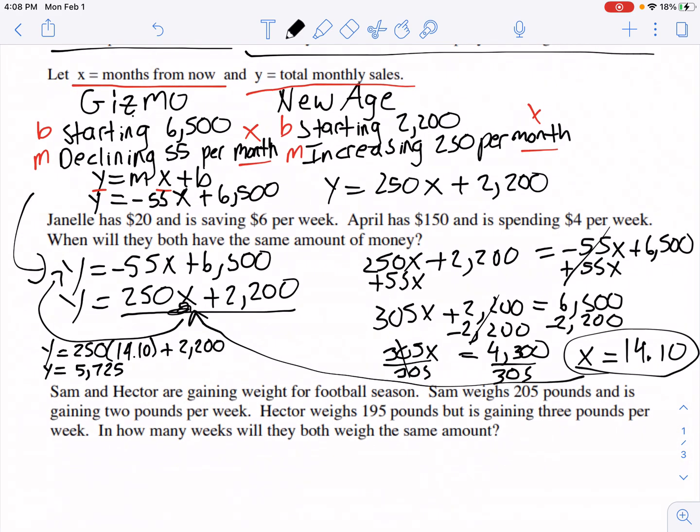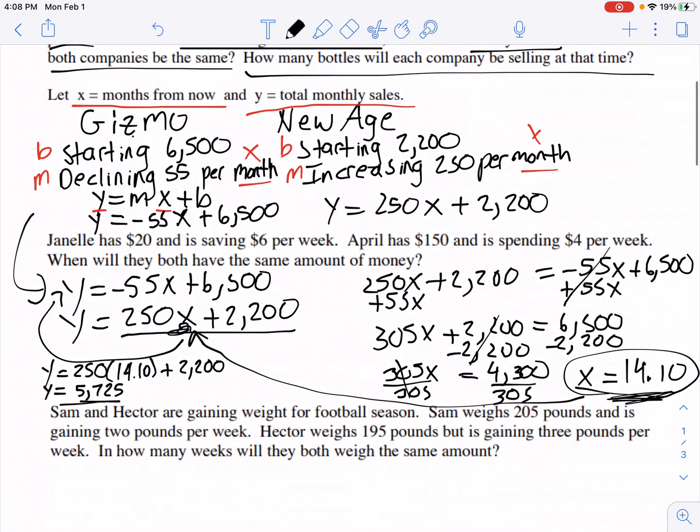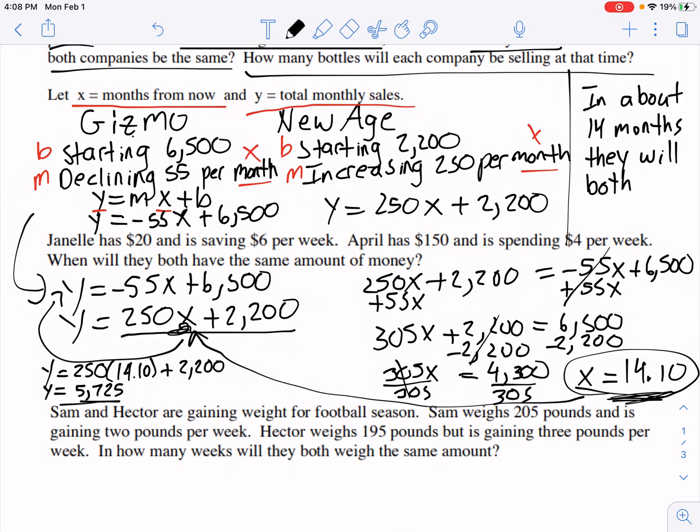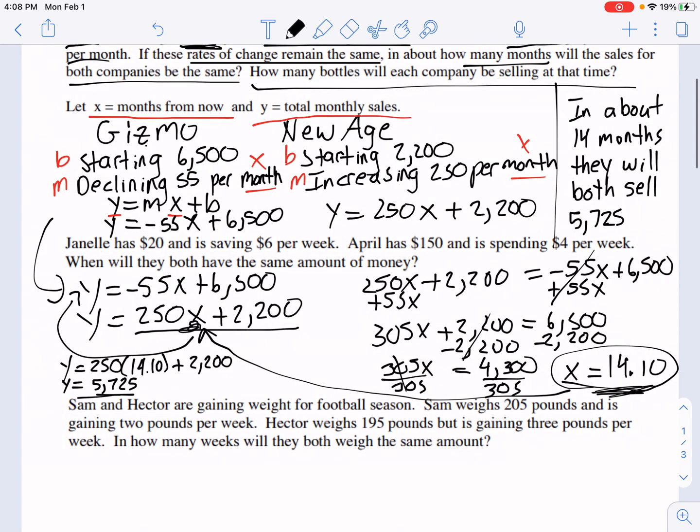Okay, so when you do that, you get y is about 5,725. Okay, so the way we would interpret this is in about 14 months, they would both sell 5,725 bottles. Okay, so that would be our answer of what we would want to put down. In about, I'm going to put it over here, in about 14 months, they will both sell 5,725 bottles. Okay?